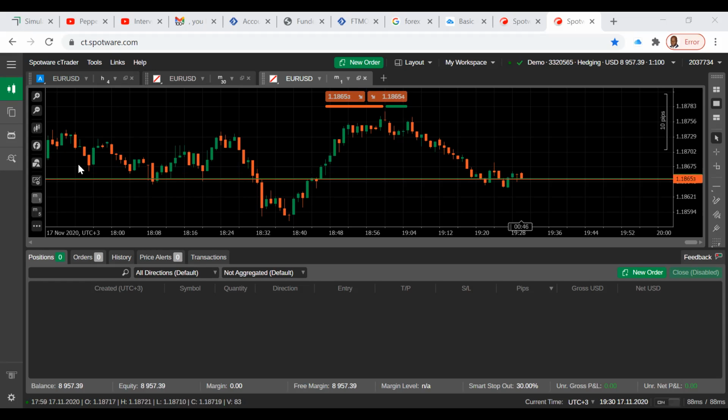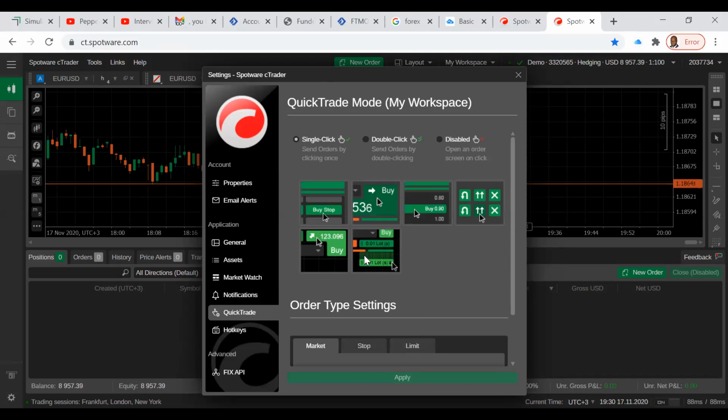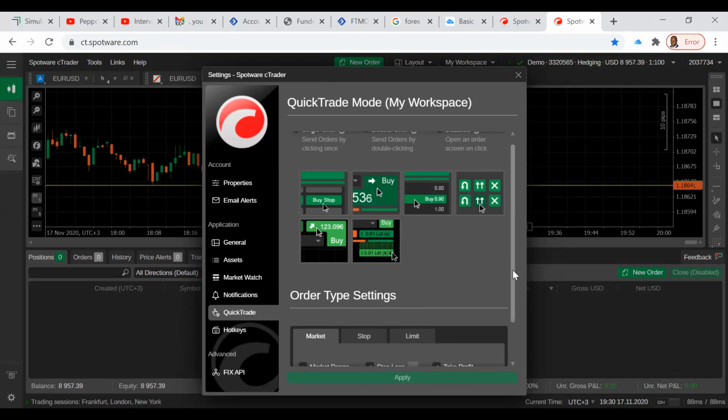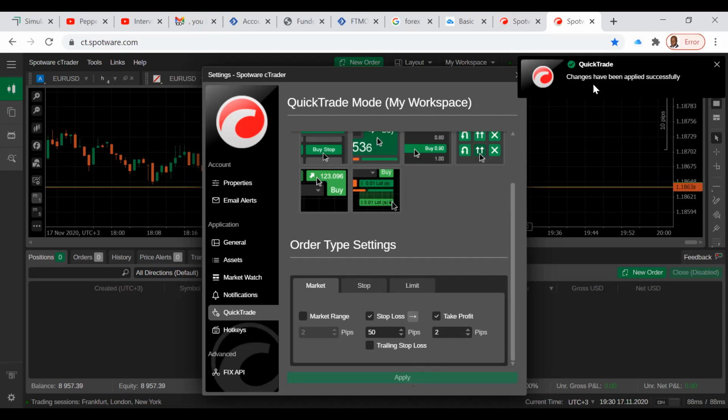So you come here first and then you go and set 2 pips. You come to your quick trades. Okay. And then single click, make sure that's checked. And then you check on this and you change it to 2 pips. All right. So you don't care so much about this, but you can just leave it like that. Our important point is to have this as 2 pips. And then you click apply. So what will this do? This will ensure that all your trades will be 2 pips, which is the assignment.